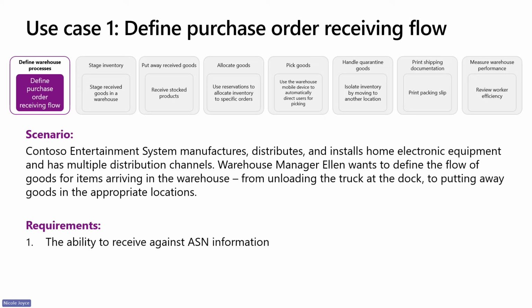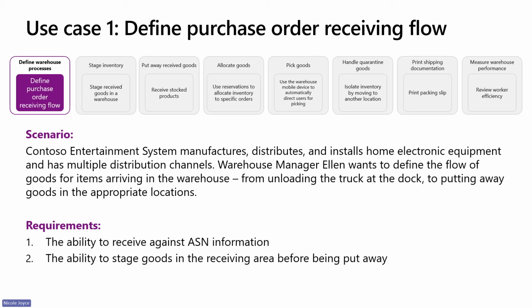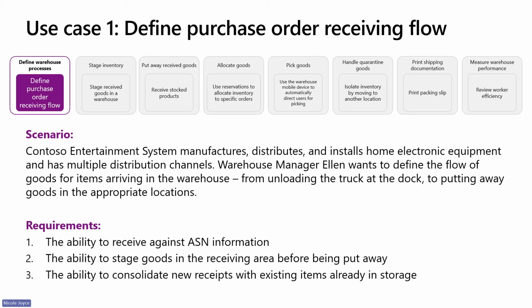So her requirements are the ability to receive against ASN, or advanced shipping notification, information from the vendor, the ability to stage goods in the receiving area before they are put away into storage, and the ability to consolidate any new receipts coming in with existing items that may already be in storage in the warehouse. So let's move to our first demo for this use case.